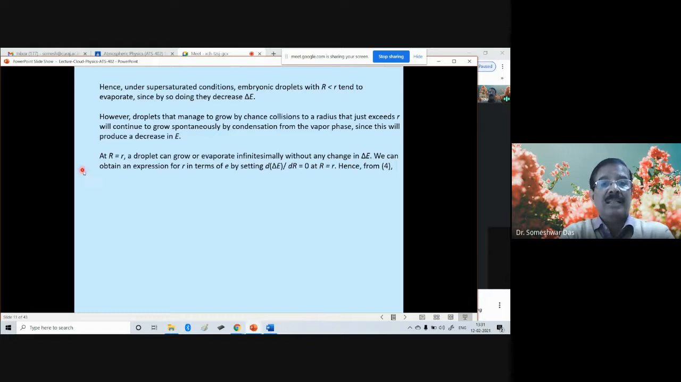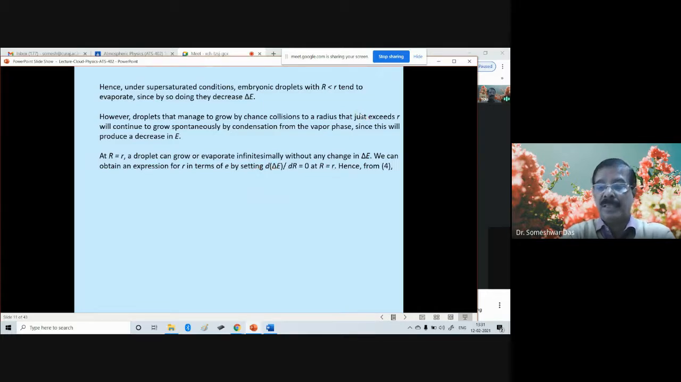At capital R equal to R, which is the threshold value, a droplet can grow or evaporate infinitesimally without any change in delta E. And we can obtain an expression for R in terms of E by setting d by dr of delta E equal to 0 at capital R equal to R. When R is equal to the threshold value of the water droplet, then d by dr of delta E is equal to 0.